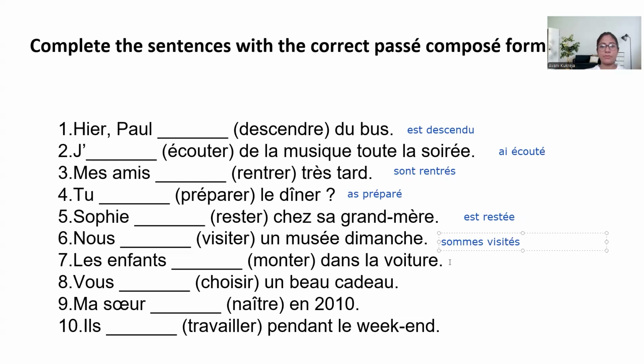Les enfants sont montés. No. Okay, this is monte. Monte is an être verb. Montre is to show. Monte is to climb. The kids climb in the car, dans sa voiture. Les autres ont monté. On monte.